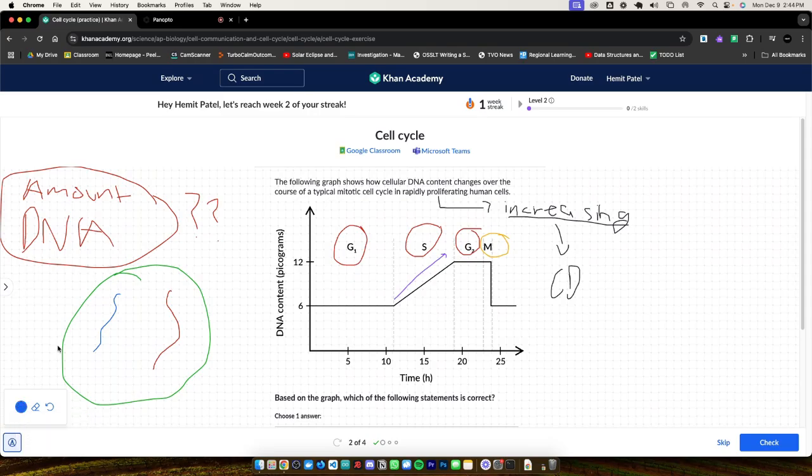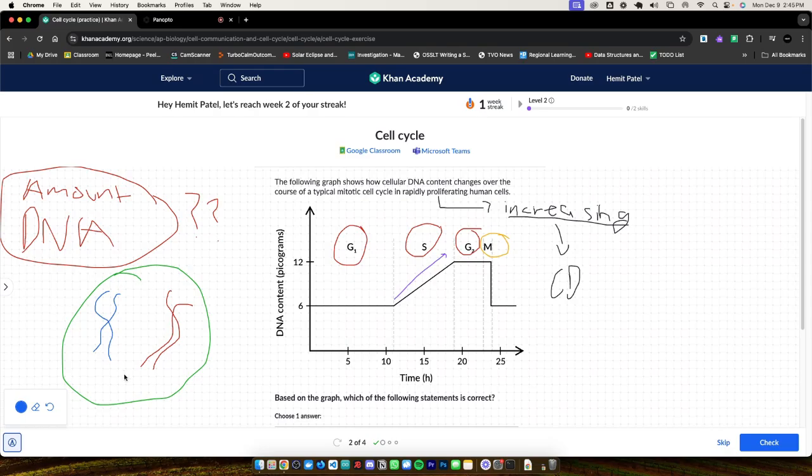So what happens is, during S phase, the chromatins actually duplicate, and they create a new strand of DNA. Okay, and then this new strand of DNA is joined together with the chromatin, to form chromatids. Chromatids, right? So it's joined together like that. So now each of the chromatin, instead of only having one DNA strand, has two DNA strands.